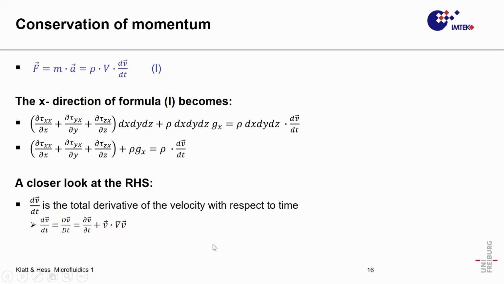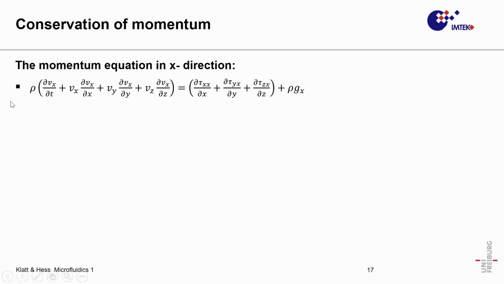The total derivative equals the partial derivative of the velocity with respect to time plus the second term, which is the convective part. If we now want to replace this term in our formula, we have to consider that we only consider the x direction. So the total derivative of the velocity with respect to time for the direction of x becomes this term. And if you now replace that in our equation, we end up with the momentum equation in x direction.